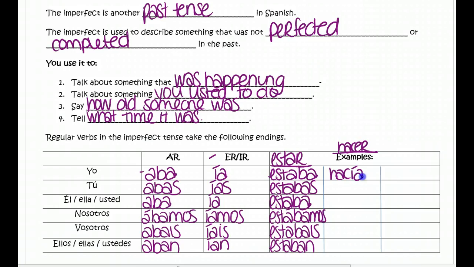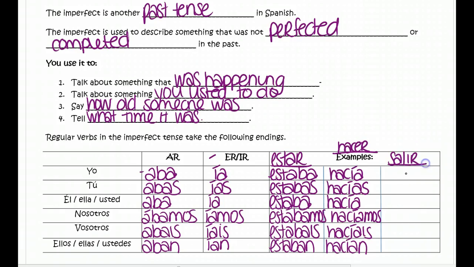We would have hacía, hacías, hacía, hacíamos, hacíais, and hacían. And then finally, an IR verb might be the verb salir. Again, IR verbs and ER verbs take the exact same endings. So salía, salías, salía, salíamos, salíais, and salían.